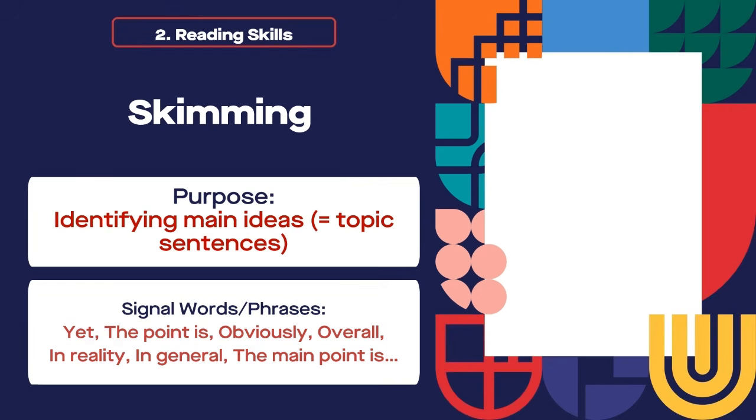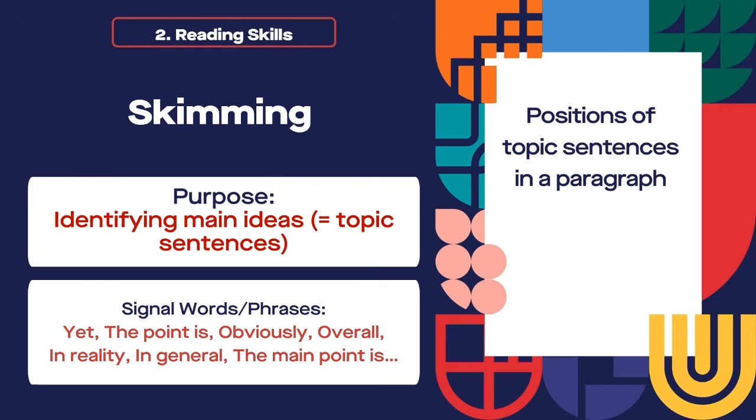And a topic sentence can be found at the beginning of the paragraph, it is often the first 1 or 2 sentences. At the end of the paragraph, meaning the last sentence, or in the middle. For more information on skimming skills, please see this video.